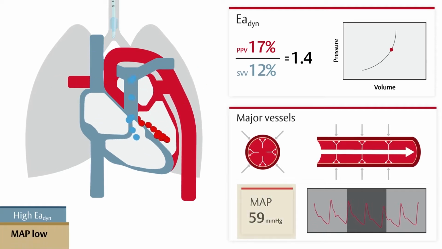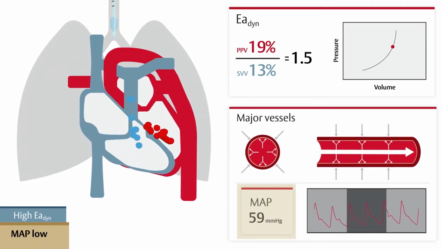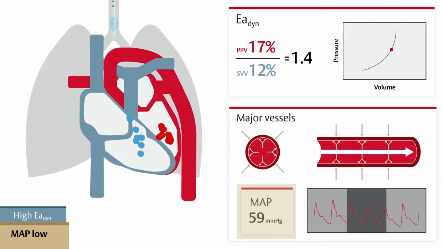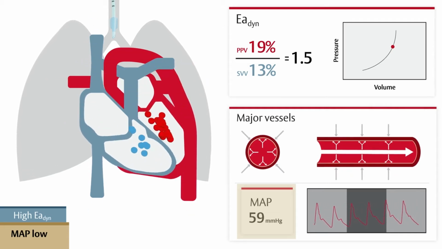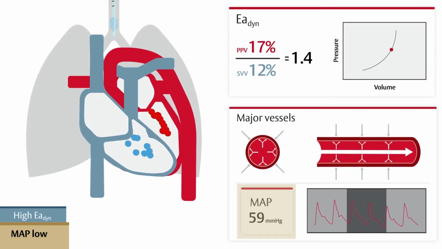The patient is currently hypotensive, as defined by a mean arterial pressure below 65 mm of mercury. As the elevated stroke volume variation suggests, the patient will be fluid responsive, and the raised EaDyn suggests they will also be pressure responsive. A fluid bolus will increase both stroke volume and mean arterial pressure.